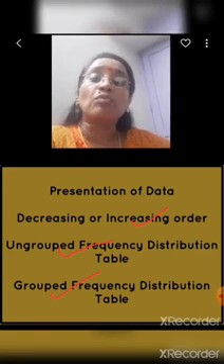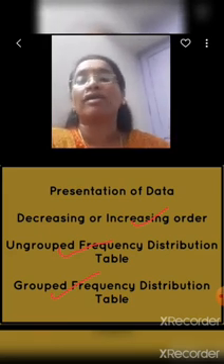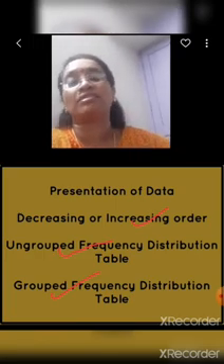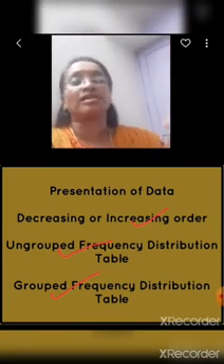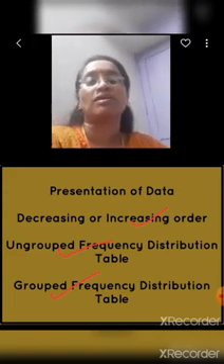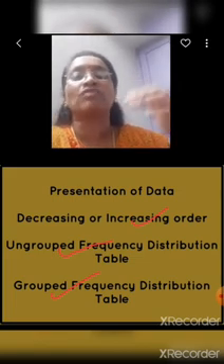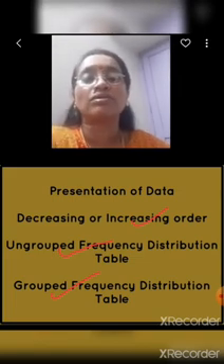Next, grouped frequency distribution table. If the data is high or a large amount of data means we are not able to write each and everything and put the numbers in that next column. That is not possible. By that time, we can use this grouped frequency. We just form the different groups.